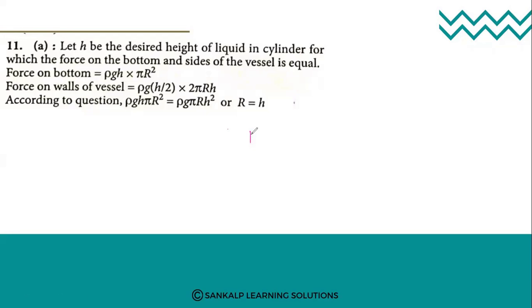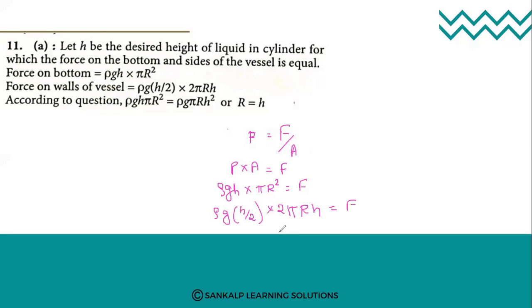So here the force on the side is equal to, we have pressure equal to force by area. Therefore force is equal to pressure into area. So pressure is given as rho gh into area, taken as pi r square, which is equal to force. So force on the walls of the vessel is rho into g into h by 2 into 2 pi r h, that is equal to the force on the vessel.